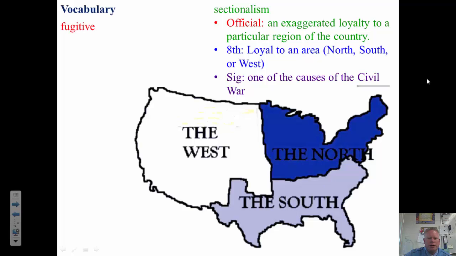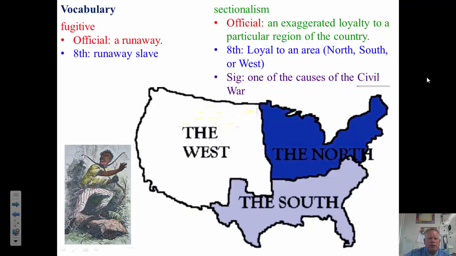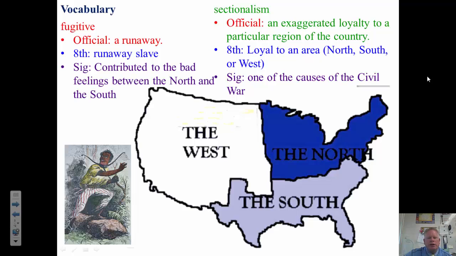Our second word is fugitive. A runaway, as in runaway slave. And fugitives contributed to the bad feelings between the North and the South because Southerners thought the Northerners should give their property, as in slaves, back to them. And they often didn't.